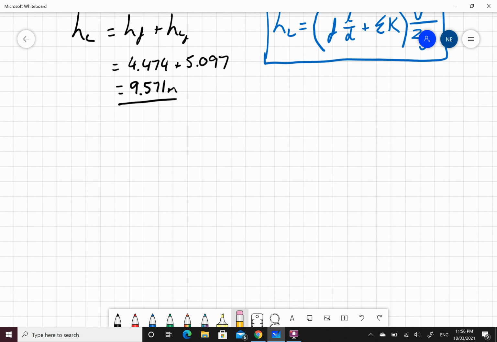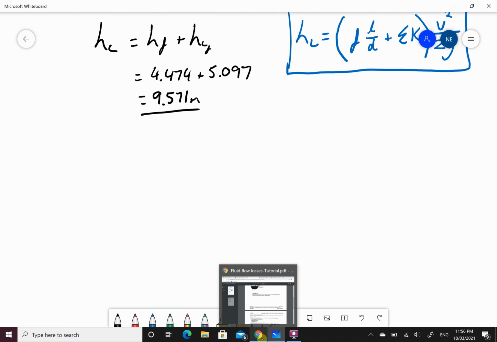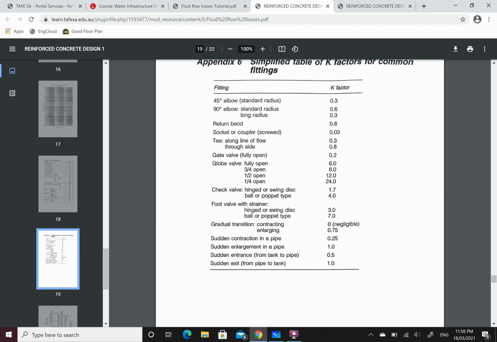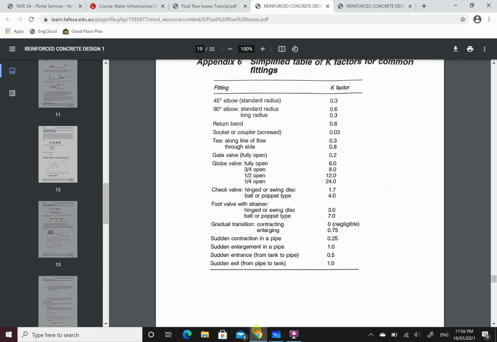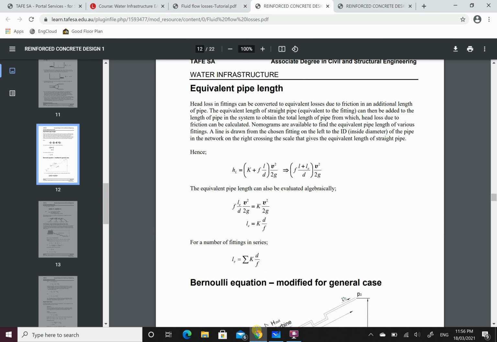So what I need to do is work out my equivalent length, so that the length of pipe, the loss due to friction, equals the loss due to the fittings here. So how do I do that? In our notes, I think it's page 12, with this formula here. So an equivalent pipe length, this is the formula I'm going to use. My equivalent length is equal to the sum of K times the diameter divided by the friction factor.